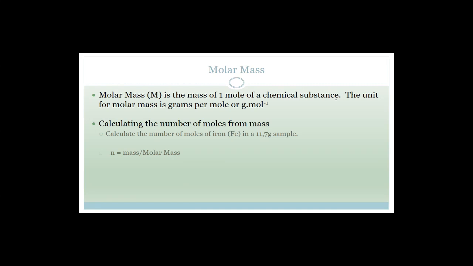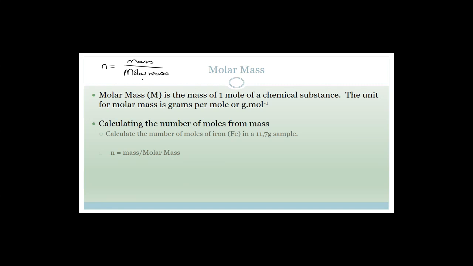The unit for molar mass is grams per mole, or g·mol⁻¹. So if you want to calculate the number of moles from mass, we know that the number of moles is going to be the mass divided by the molar mass. Okay, the molar mass. So the molar mass is the mass of one mole of chemical substance. So in other words, we can get the number of moles if we take the total mass and divide it by the molar mass.